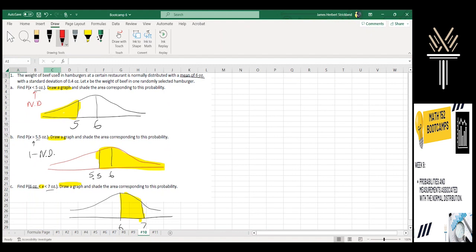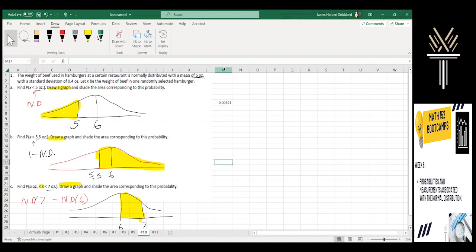And when we have 2 measurements, we know to do norm.dis of the bigger measurement minus norm.dis of the smaller measurement. So let's do our calculations. Less than, so that's just norm.dis. Measurement in the parentheses there is 5. The mean was given as 6. The deviation is 0.4. Always, always true.